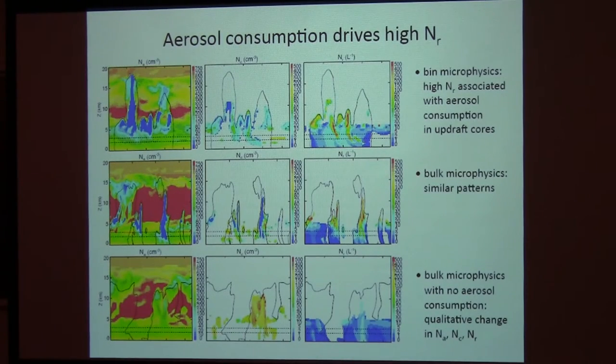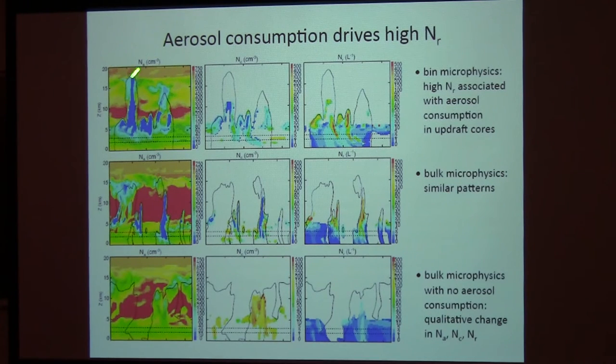But one thing we noticed in both our bin microphysics simulations and our bulk microphysics simulations is that aerosols are consumed in the updrafts. And that's actually really important to the number concentration of raindrops that you predict. So I think that the most modern papers that just use models are accounting for this. But suffice to say that when you went from a million cloud droplets to a raindrop, you consumed a million aerosols. And then it dropped away, the precipitation dropped away.